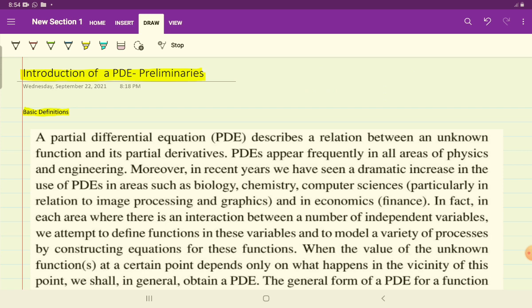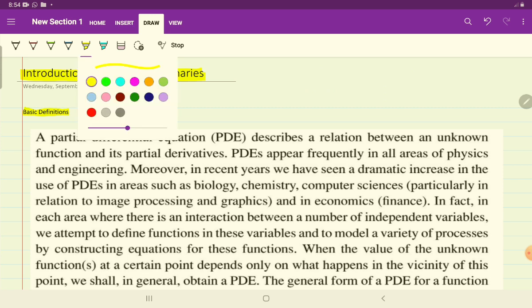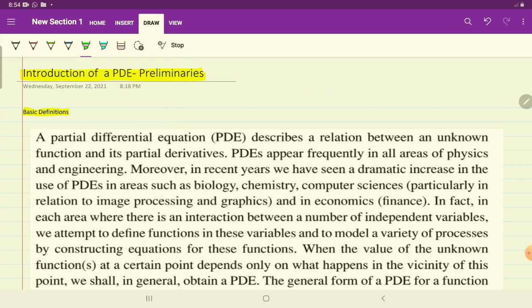A partial differential equation, PDE, means partial differential equation. It describes a relation between an unknown function and its partial derivatives. Such equations occur frequently in all areas of physics and engineering.